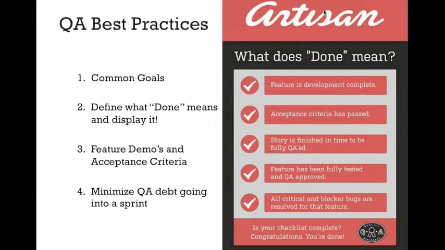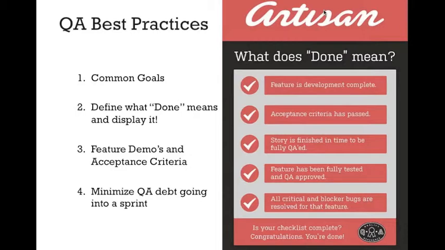This depends on your group and what sort of role QA has within the group. Here we have QA approval, so nothing can go out without QA saying that it's good to go. And then also that all critical and blocker bugs are resolved for that feature. So we make a promise that for any feature that we're pushing out, if there are any critical or blocker bugs open, we will not release it until they are closed.